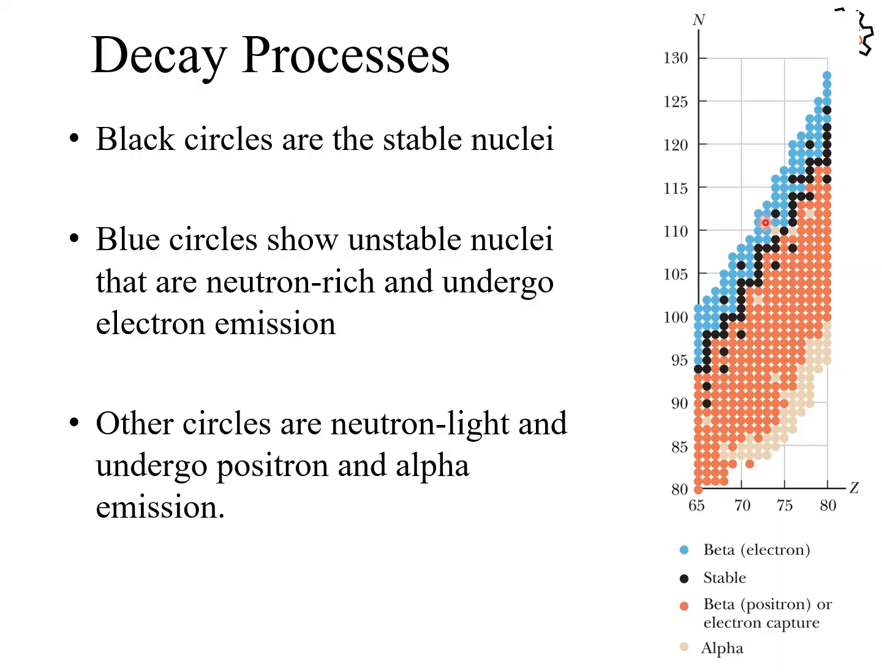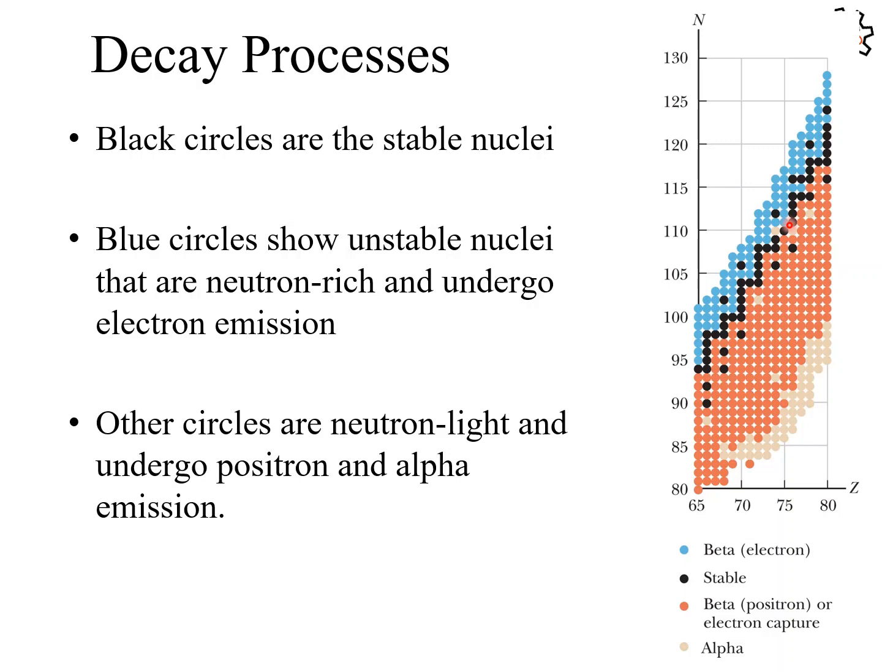These are going to move onto the black circles, and they do that by electron emission. We're going to look at that shortly, but in that process, a neutron turns to a proton in the nucleus. So we gain in Z, but we stay a constant N number. We move to the right. Ultimately, if we repeated that process, moving on to the line of the black circles.